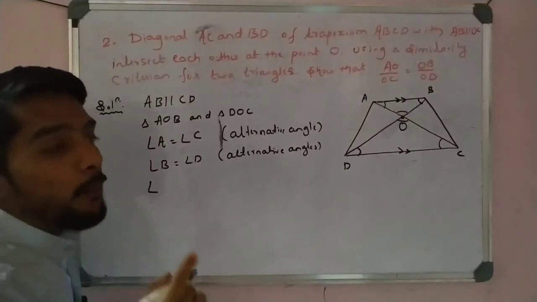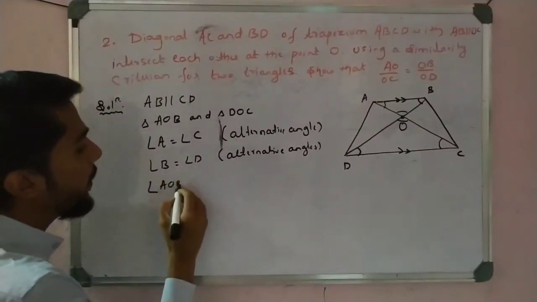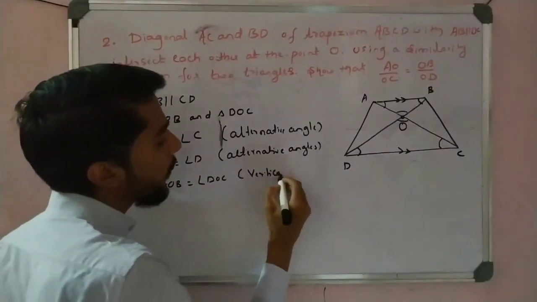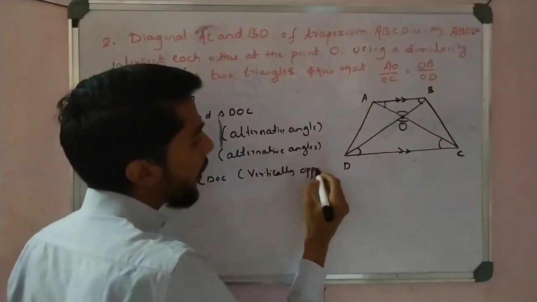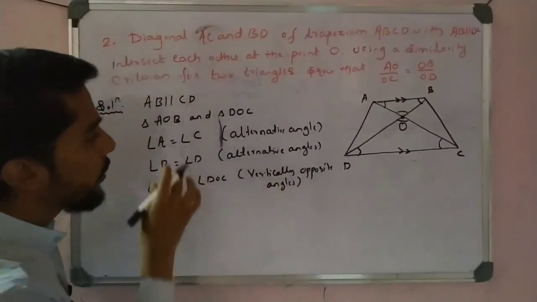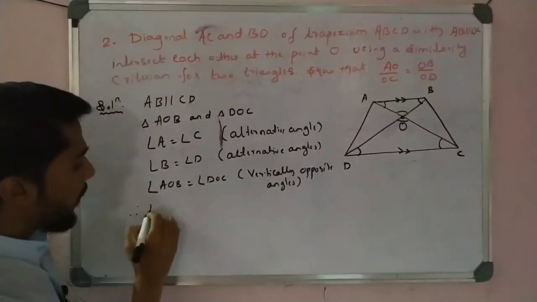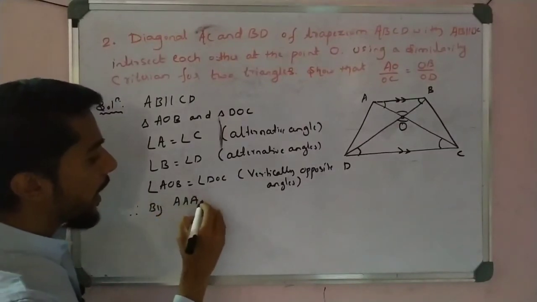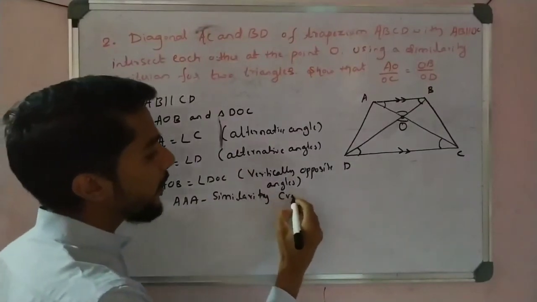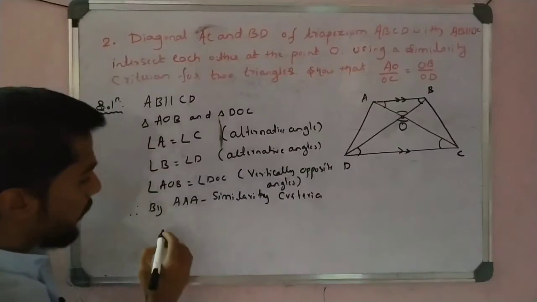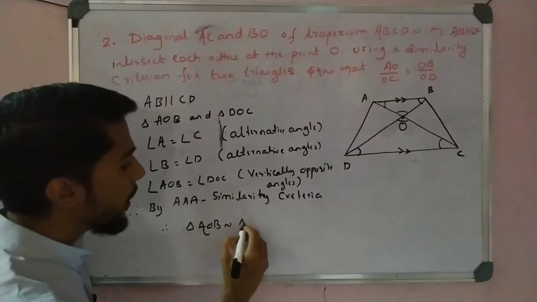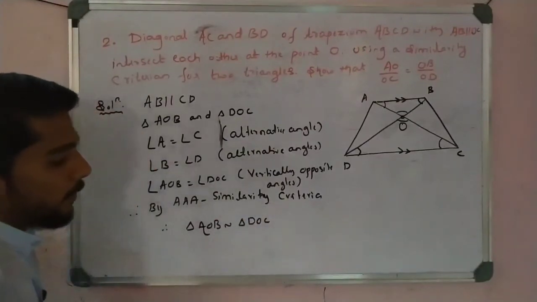Right? Vertically opposite angles. Therefore, angle AOB is equal to angle DOC. Why? Because of vertically opposite angles. Okay, vertically opposite angle. So see here, therefore, by angle similarity criterion, we say that triangle AOB is similar to triangle DOC.